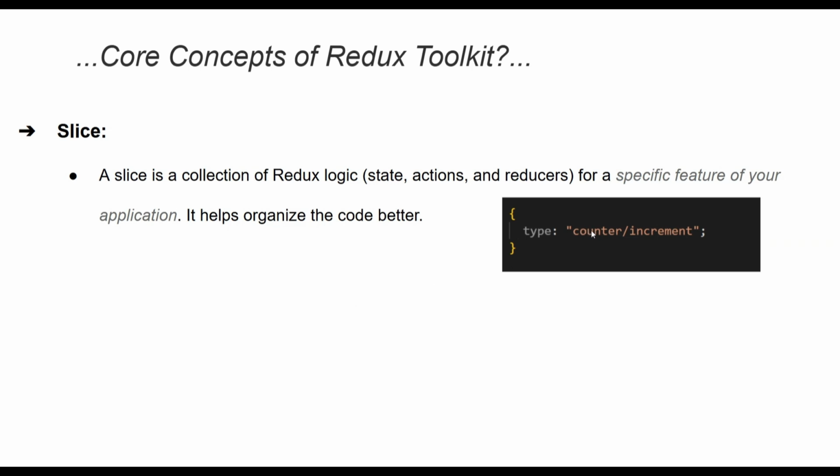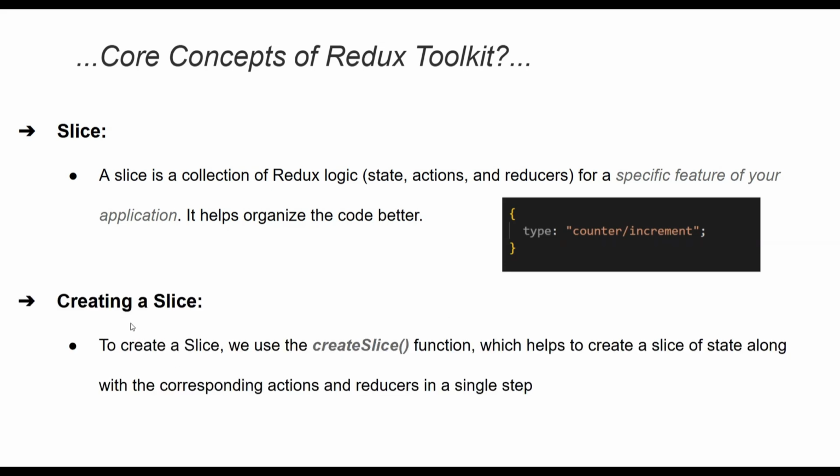So right here we have a feature called increment, and for that increment, we create a slice called counter. So this counter represents the name of a slice, inside of which an action is declared called increment. So the name of that action is increment, and that increment is found in the counter slice. We are going to implement everything in some of our upcoming videos, where we're going to see how all this works perfectly.